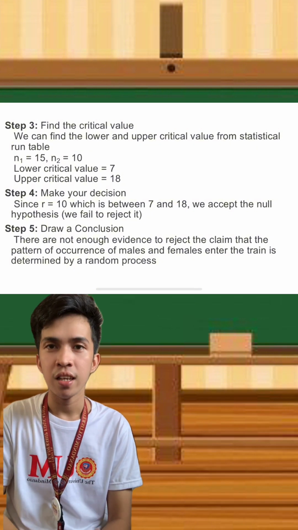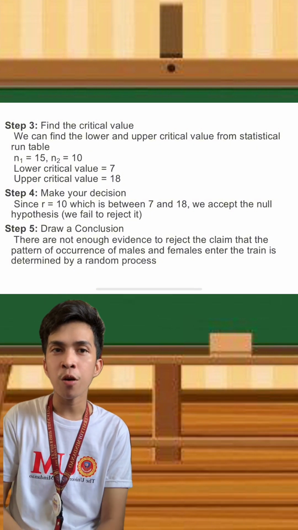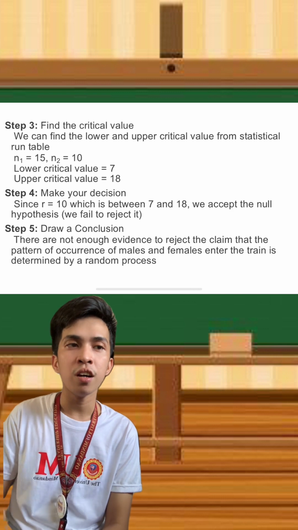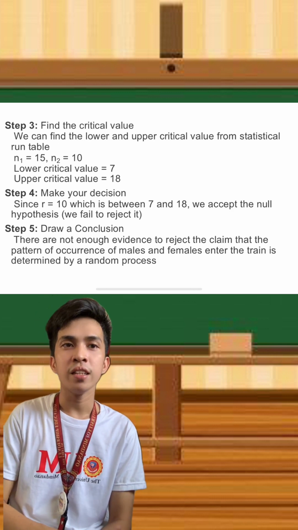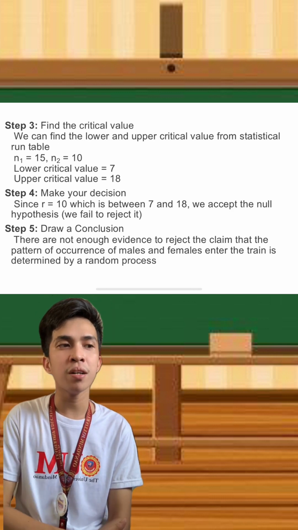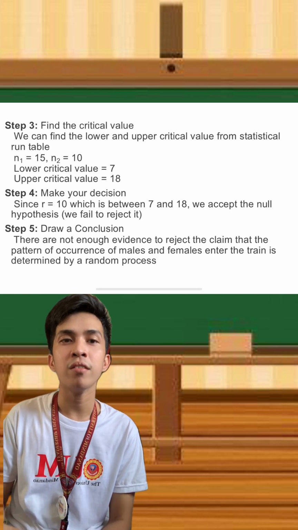So now, for step 5, for our conclusion, there is not enough evidence to reject the claim that the pattern of occurrence of males and females entering the train is determined by a random process.